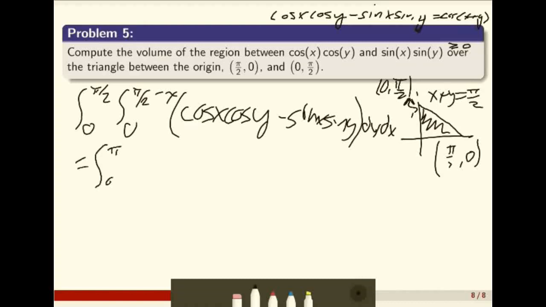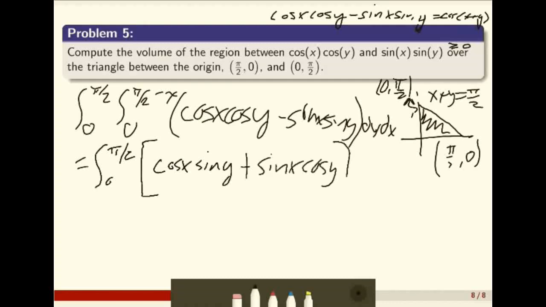That our integral is 0 to pi over 2. If we take this antiderivative in y, cosine is going to go up to sine, so we get cosine x sine y. Sine is going to go to negative cosine, and we had a negative sign out here, so we're going to get sine x cosine y from 0 to pi over 2 in y, and this whole thing is still integrated dx.